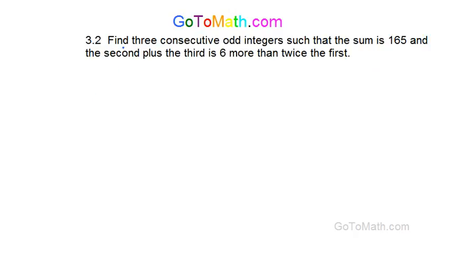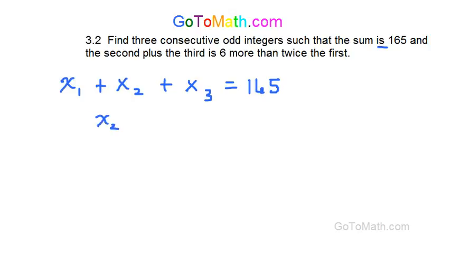Alright, so three consecutive odd integers such that the sum is 165. So in other words, x1 plus x2 plus x3 is, now remember, is means the key word for equal, 165. Well, that's one equation. And the second plus the third is, so there's going to be another equation here.